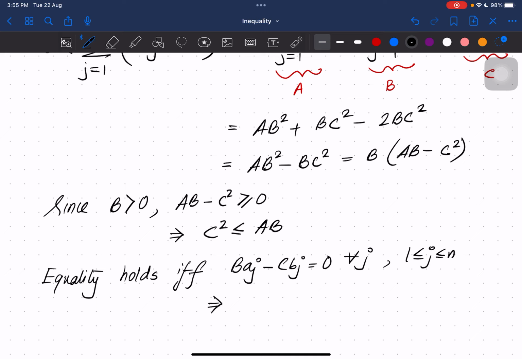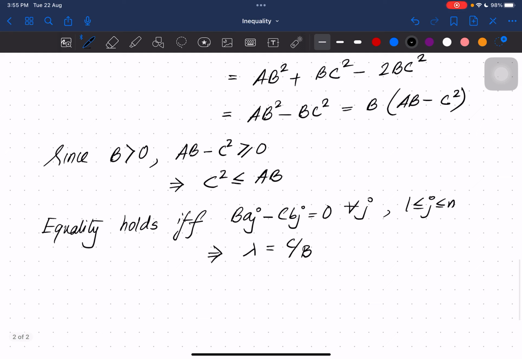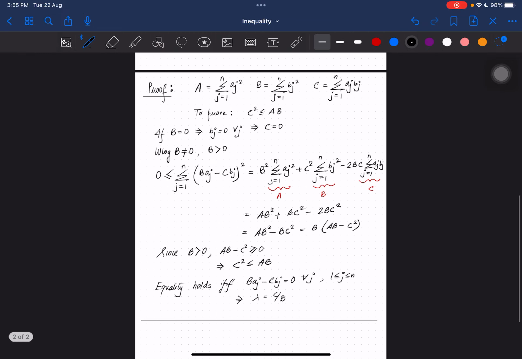And this implies, if I take lambda as C by B, then we are done. Then a_j equals lambda b_j. So I think this more or less proves the thing. So this proves the Cauchy-Schwarz inequality.